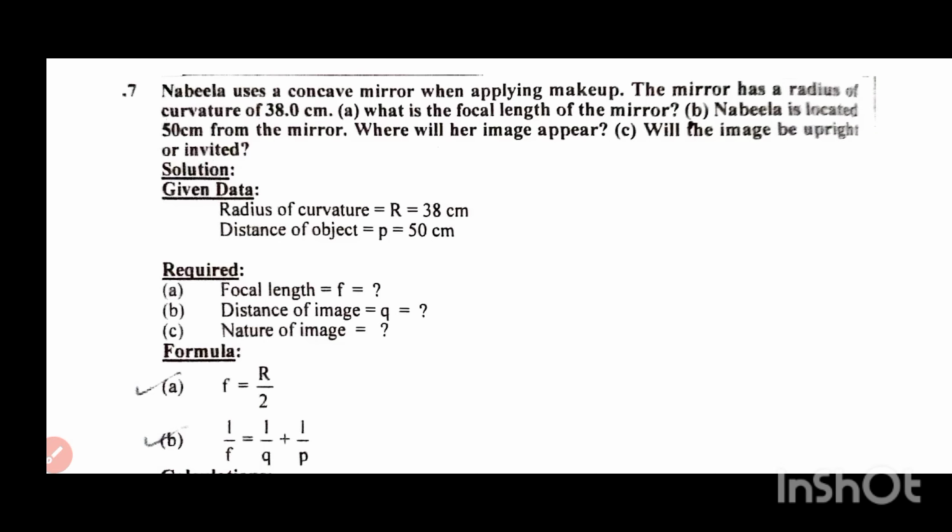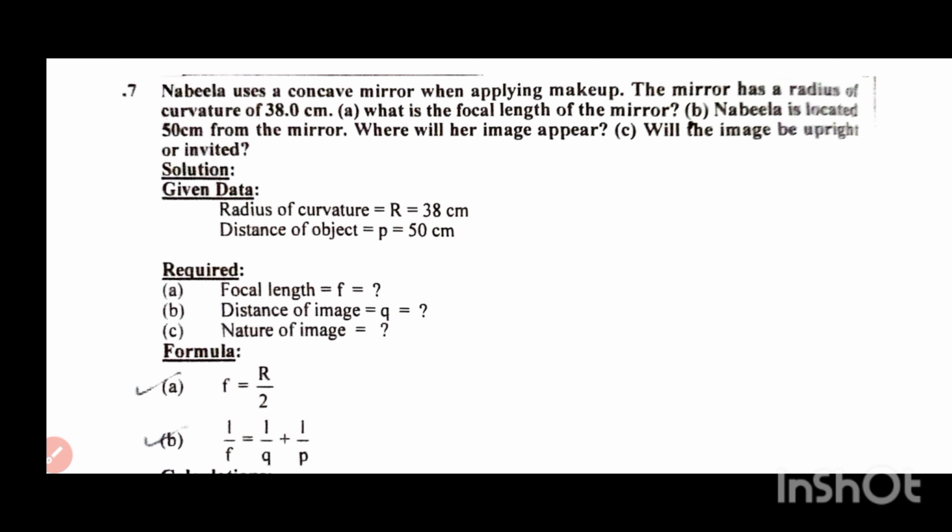Nabila uses a concave mirror when applying makeup. The mirror has a radius of curvature of 38 cm. What is the focal length of the mirror? Nabila is located 50 cm from the mirror. Where will her image appear? Will the image be upright or inverted?